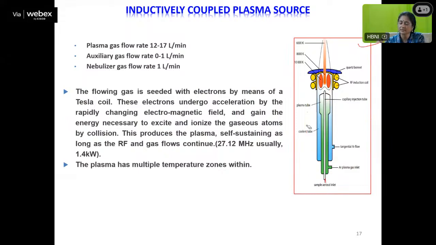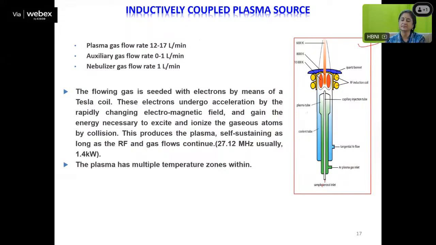Now your cool gas is argon; most plasmas are formed by argon. The argon gas will be flowing through this at a very heavy rate of 12 to 70 liters per minute, and then through this as an auxiliary flow of 0 to 1 liter per minute. And then through this is the sample or nebulizer gas, again 1 liter per minute. This gas flow sustains the plasma. The flowing gas is seeded with electrons.